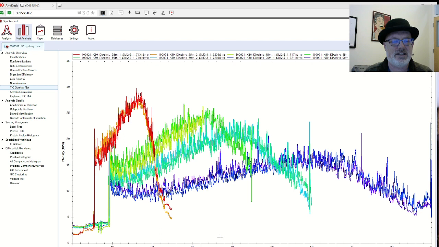And you can see the 25-minute runs, 45-minute runs, which are these two, our 60-minute runs, and our 90-minute runs. So these are all the peptides, how they get spread out over time and retention time. And you can see the 25-minute runs did pretty good at the beginning.